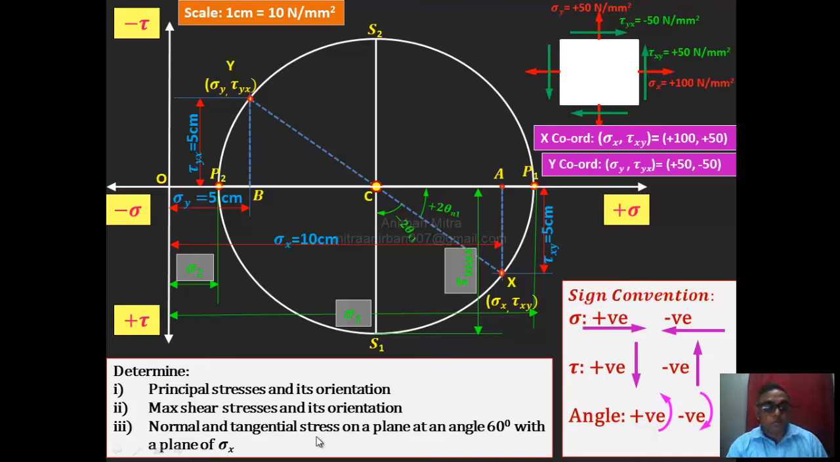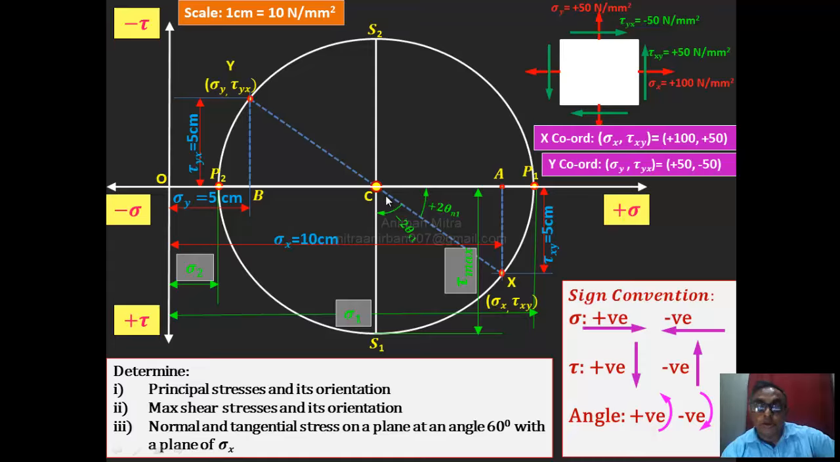Now the third one: normal and tangential stresses on a plane at an angle of 60 degrees with the plane of sigma x. So here we know sigma x, the plane of sigma x. What is the meaning of the plane of sigma x? This is sigma x, and this is called the plane of sigma x. Earlier also I explained that our x direction, or our plane of sigma x, is always the CX line.